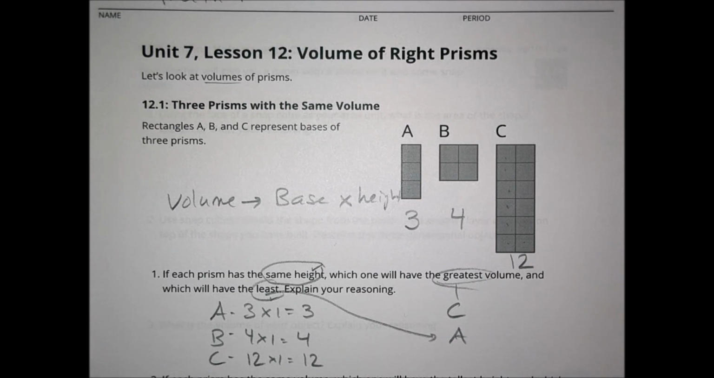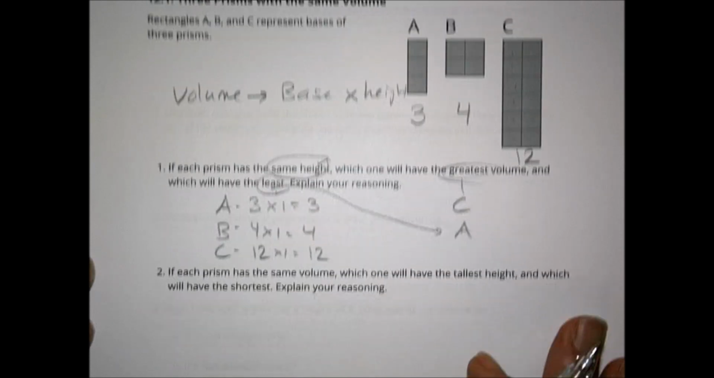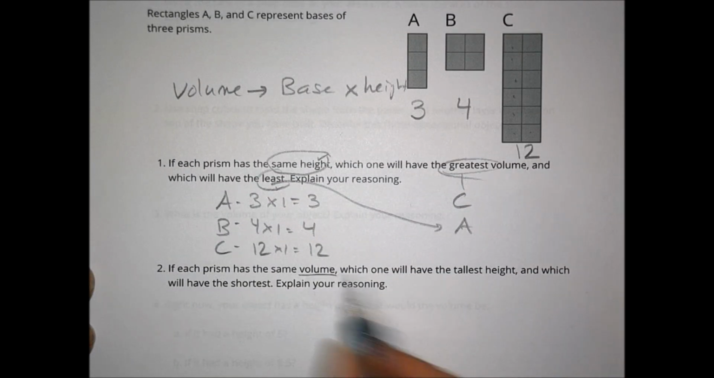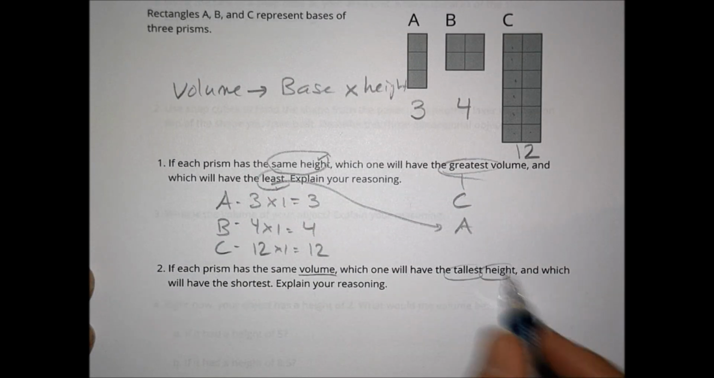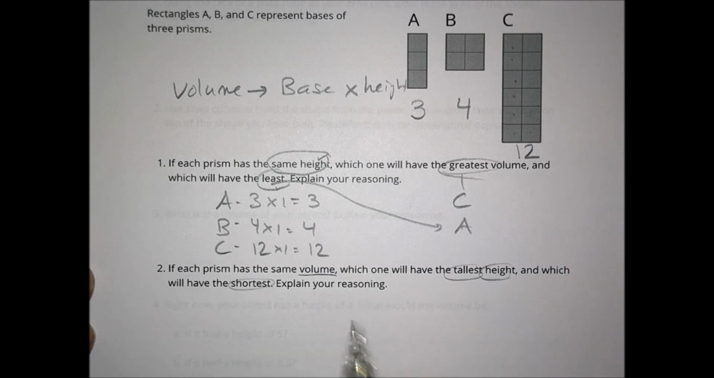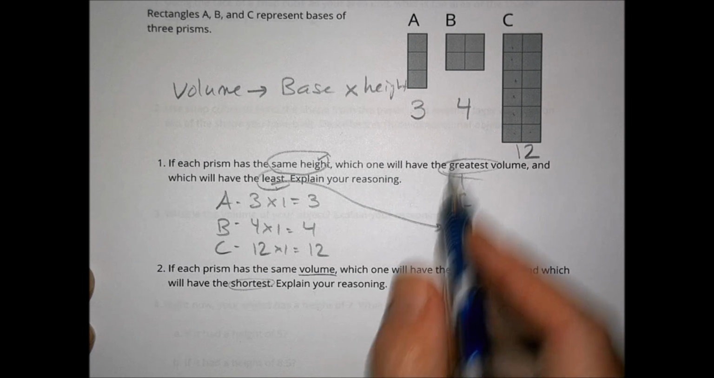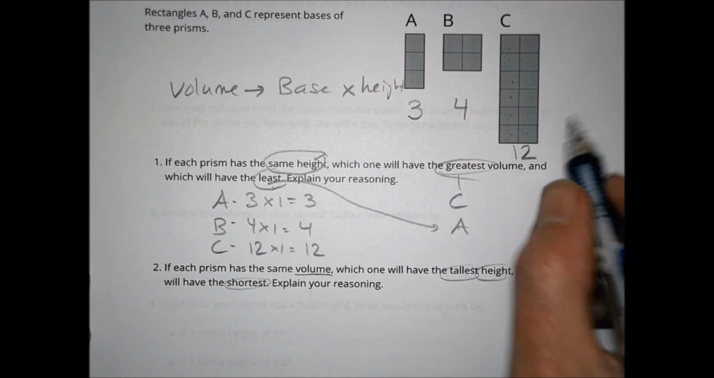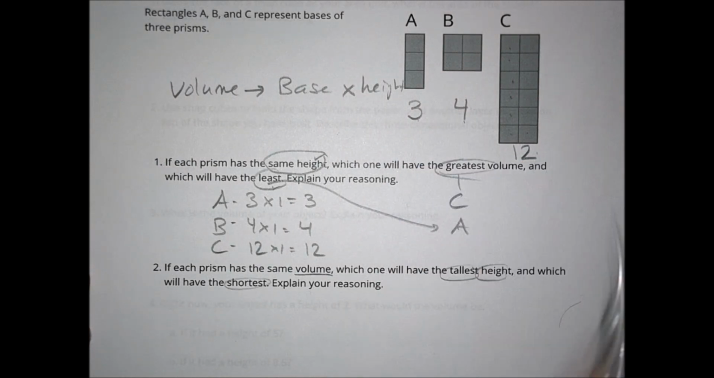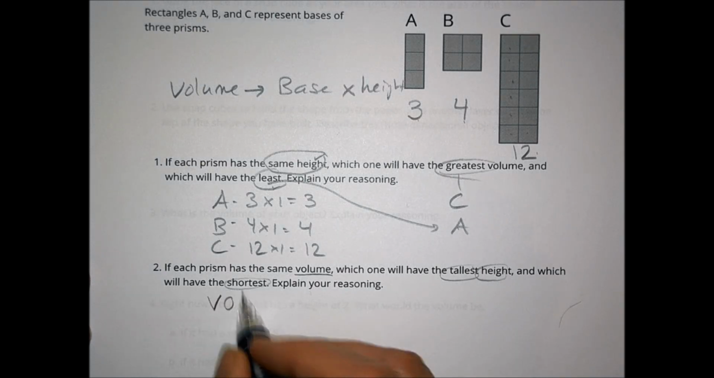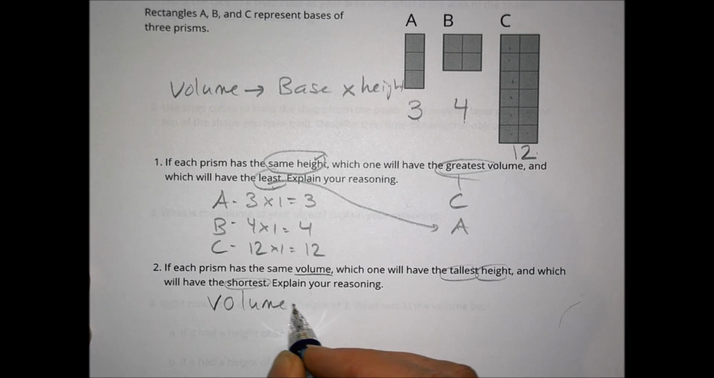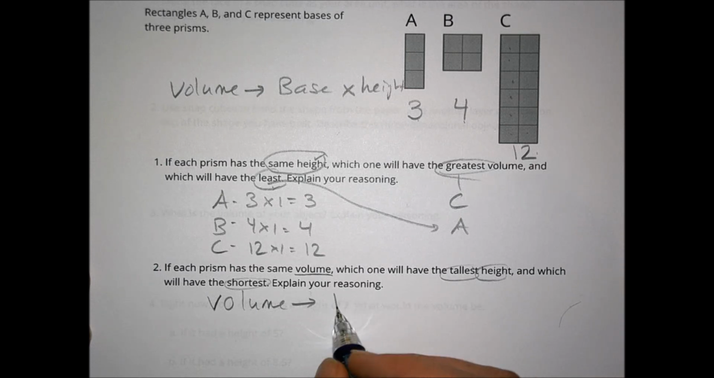Now, the second question here asks us, if each prism had the same volume, which one will have the tallest height and which will have the shortest height? So we're talking about volume here. Let's pick a volume that would make the most sense. We have a 3, a 4, and a 12. Because I like the numbers I see there, let's set our volume equal to 12.